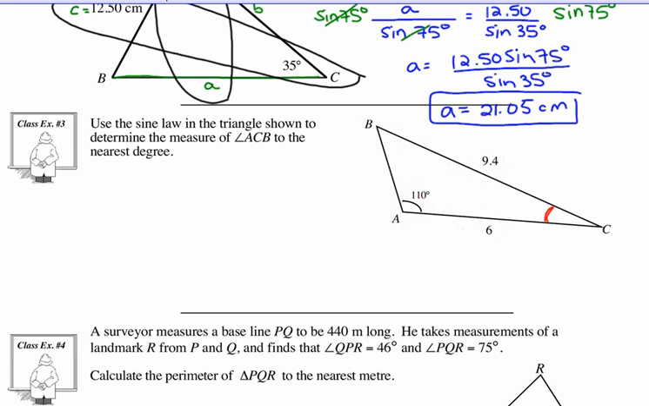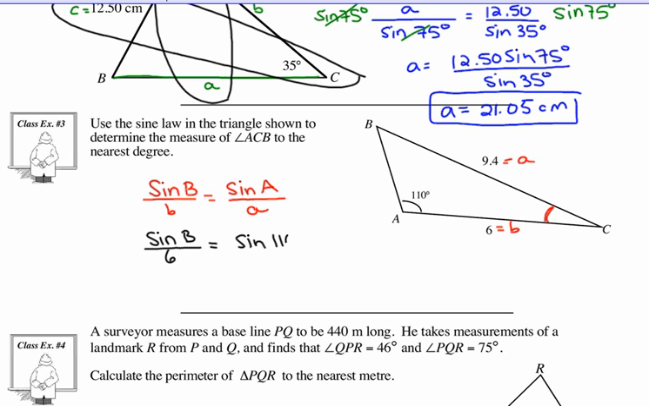So let's label our triangle. We know side A and we know side B. I'm looking for an angle, so instead I'm going to write sine B on top. So sine B divided by little b, and we're dealing with a, so sine A over little a. And that's also on your formula sheet. So now let's sub. Sine B is what we're looking for, divided by little b, which is 6, equals sine of 110, because angle A is 110, over 9.4.